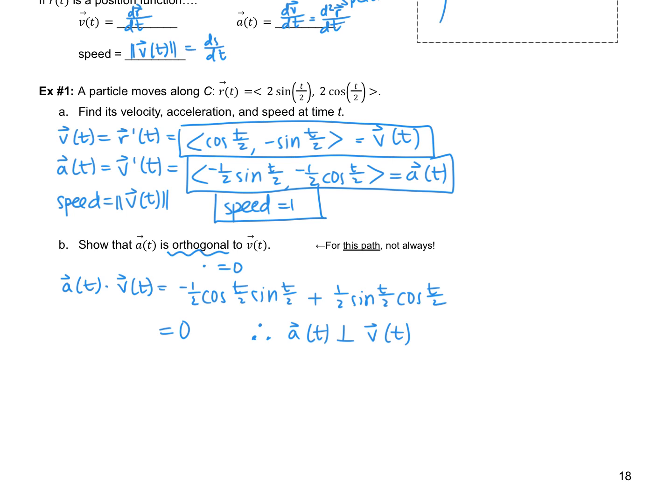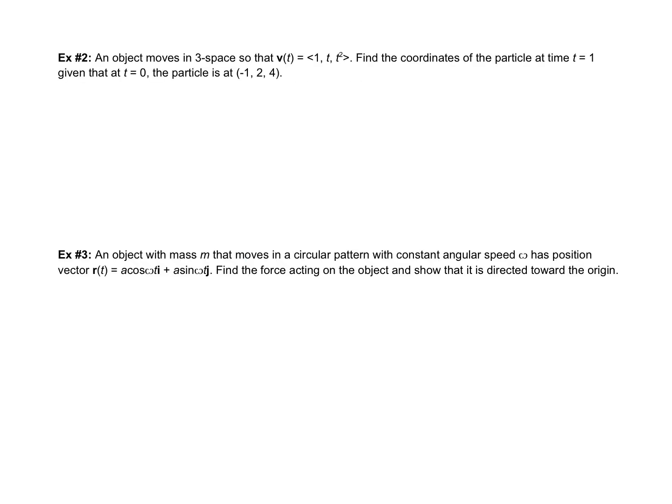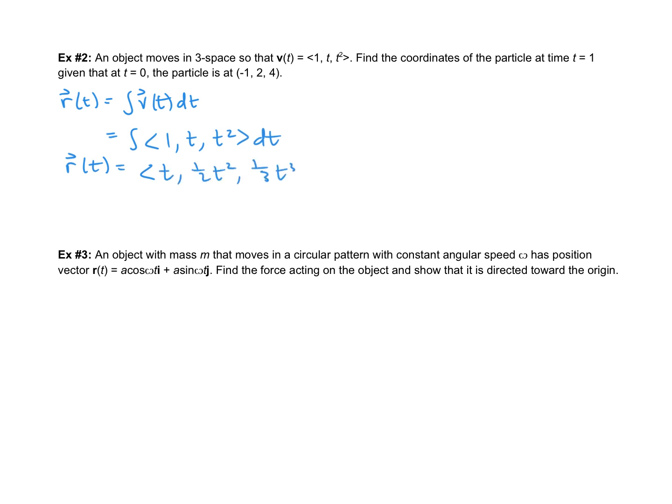Let's take a look at another example. An object moves in 3 space so that the velocity vector valued function is 1, t, t squared. Find the coordinates of the particle at time t equals 1, given that at t equals 0, the particle is at -1, 2, 4. We know that our position function is going to be the integral of our velocity function. So we are integrating 1, t, t squared. That tells us that our position function is going to be t, 1/2 t squared, 1/3 t cubed.